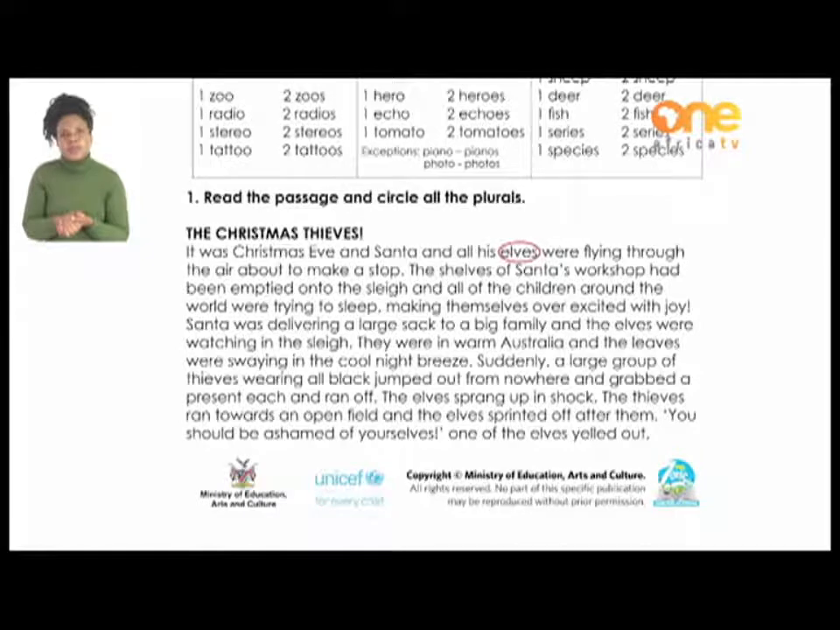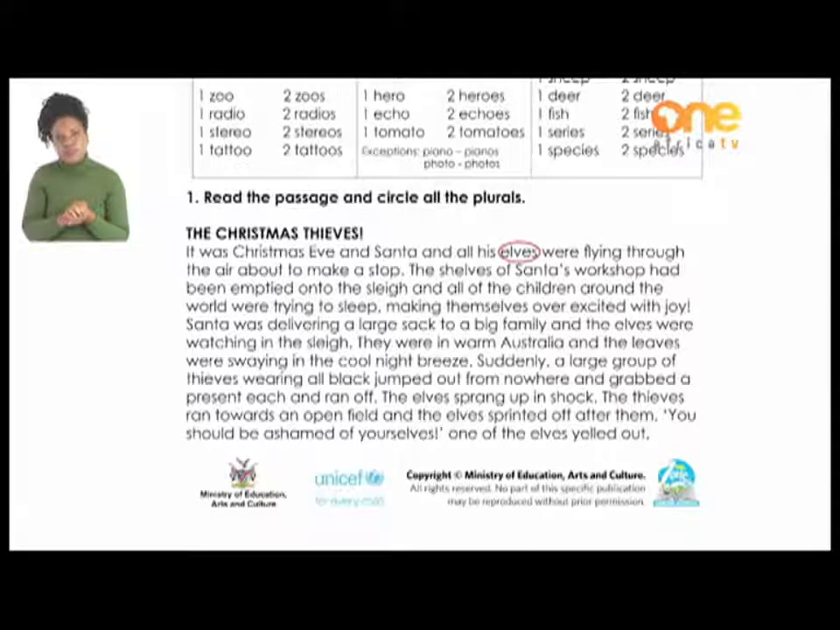Suddenly, a large group of thieves, wearing all black, jumped out from nowhere and grabbed a present each and ran off. The elves sprang up in shock. The thieves ran towards an open field and the elves sprinted off after them. "You should be ashamed of yourselves," one of the elves yelled out.